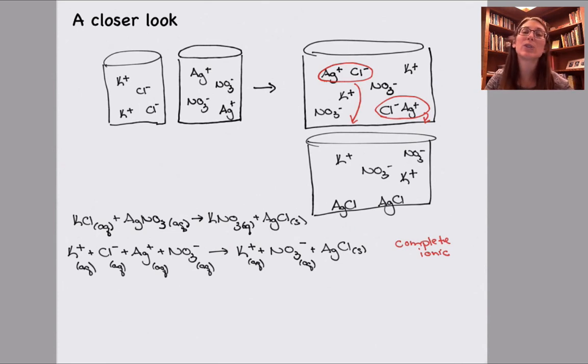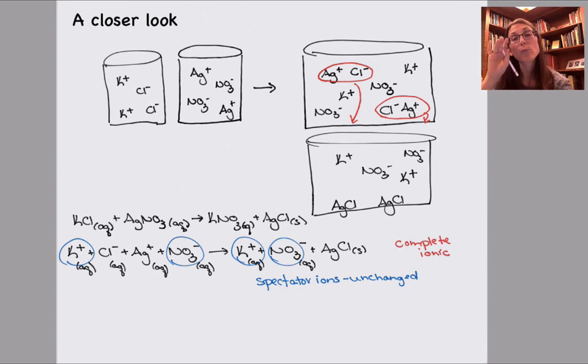But you'll notice if you look at this that the potassium ions and the nitrate ions really didn't change. They're the same before and they're the same after. And so we call those spectator ions, because while they're present in the solution, they're not actually changing in any way. They're just watching while the other reaction happens around them.